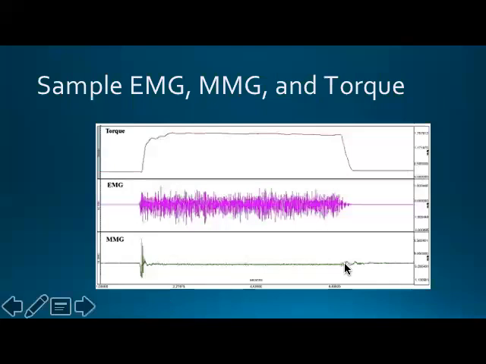And then when the contraction's released, then you'll see another little blip. Why do you think the signal kind of flattens out here in the middle? So we get a lot of noise, a lot of electrical potential here. This is the mechanical counterpart, and we don't really see anything here. And this is a maximal voluntary isometric contraction.